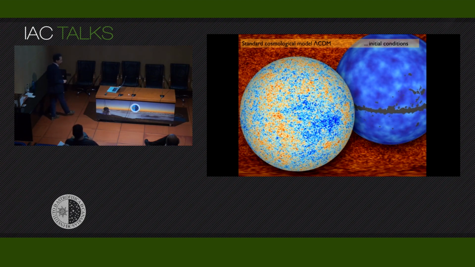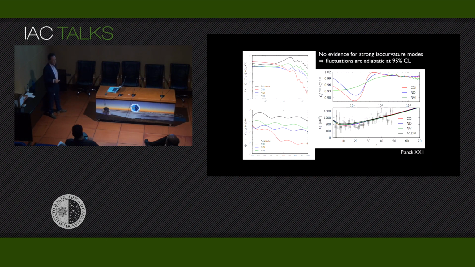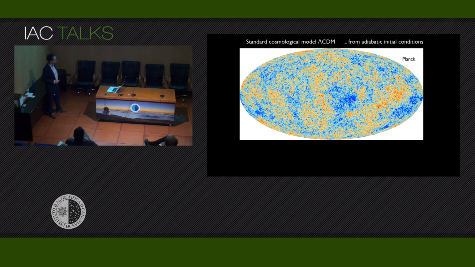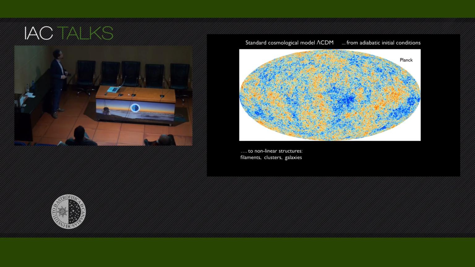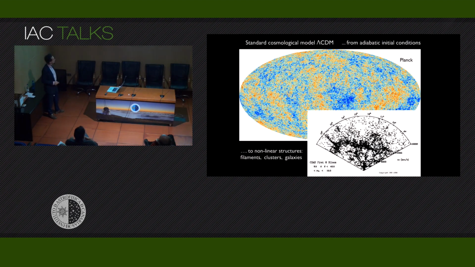And the context is the following. We know roughly the initial conditions from the lambda CDM model, given the fluctuations of the CMB. Now, these fluctuations in temperature may arise either from isocurvature fluctuations or from adiabatic modes. And what Planck has shown is that essentially the isocurvature modes are ruled out at 95%. And so the fluctuations are essentially adiabatic, which means that the temperature fluctuations are going to be proportional to the fluctuations in the density field.